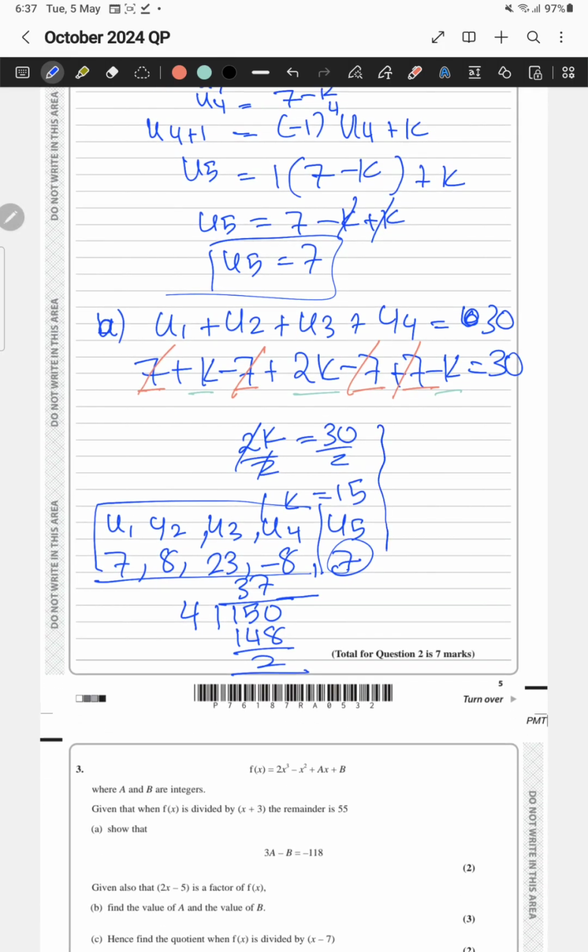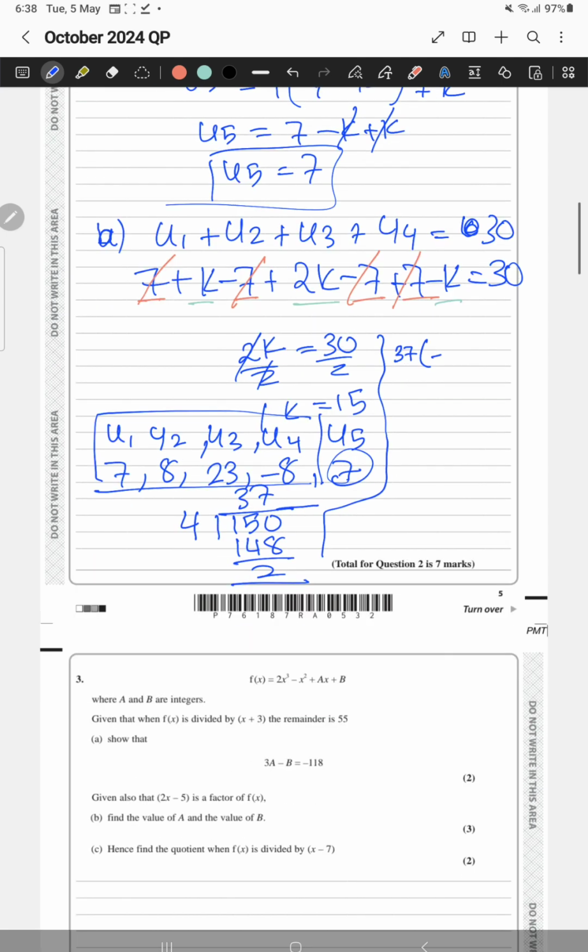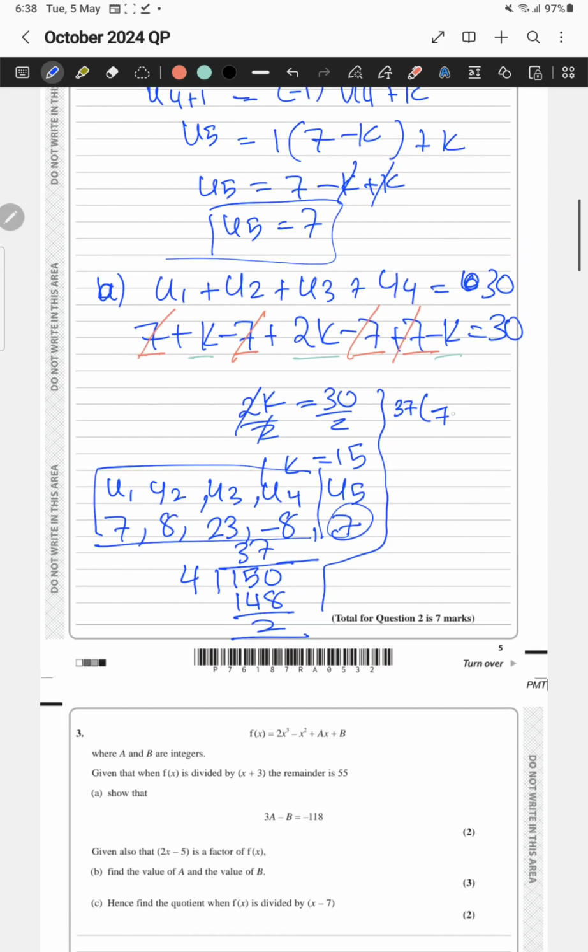Now let me create some space here. Now we have 37 times, since it's not fully divisible. You will multiply 37 by this sum, 7 plus 8 plus 23 minus 8, plus the first 2 terms. This means 2 terms: the first and the second. You have to add at the end the remaining terms of the sequence, since it's not fully divisible.